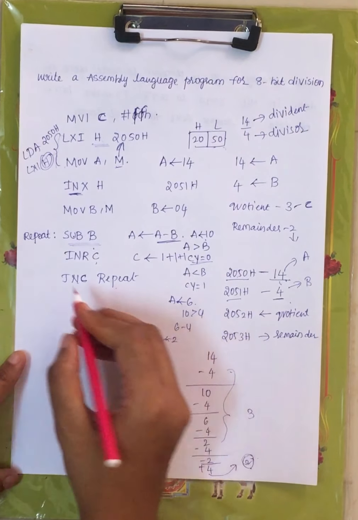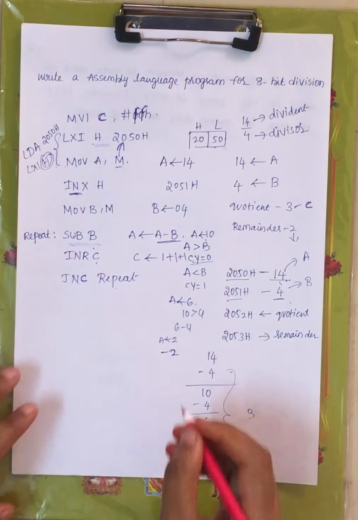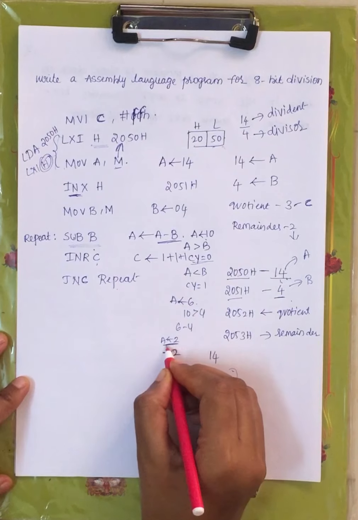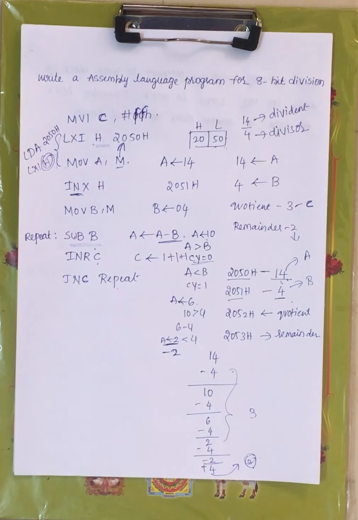Again this will follow, and finally you will get minus 2. Finally, now A you are getting as 2. Now 2 is less than 4, so here carry will be 1. Now this will come out of this loop.